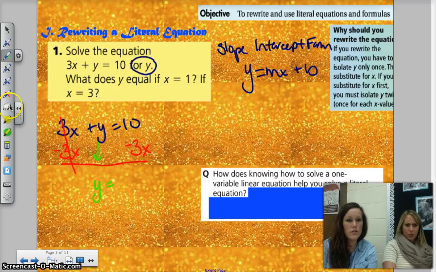Y equals... Oh, you can't see the green. I know. Come on. You're making me so sad.